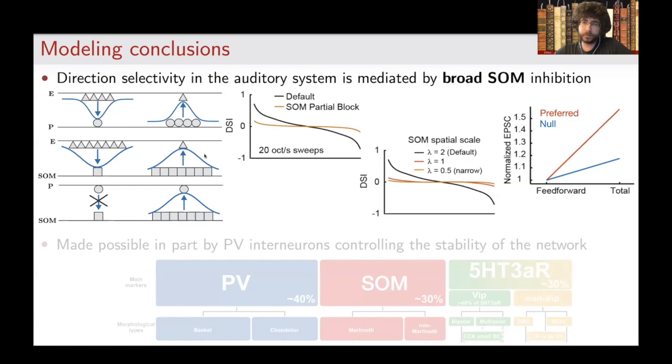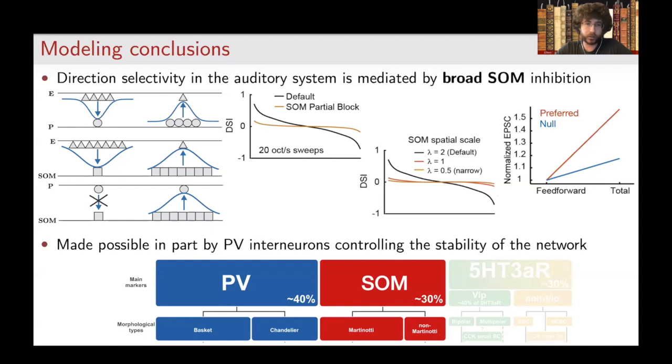And I want to connect this to an earlier point. This is really only made possible because PV cells are there and they're controlling stability. If we think about this asymmetry in charge that arises, if that was left to PV cells, you could imagine this could be dangerous. If we just had an EI network, this could be dangerous because excitatory cells are very active in one state and low in the other state, and that could lead to the network becoming unstable. But this network doesn't have that problem because SOM cells are able to modulate the network while PV cells are able to worry about stability.